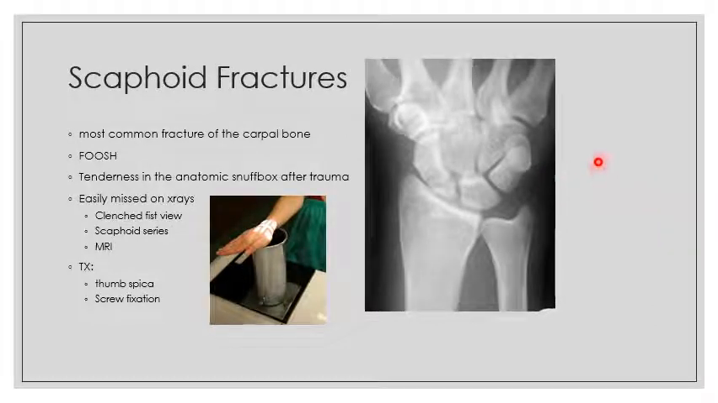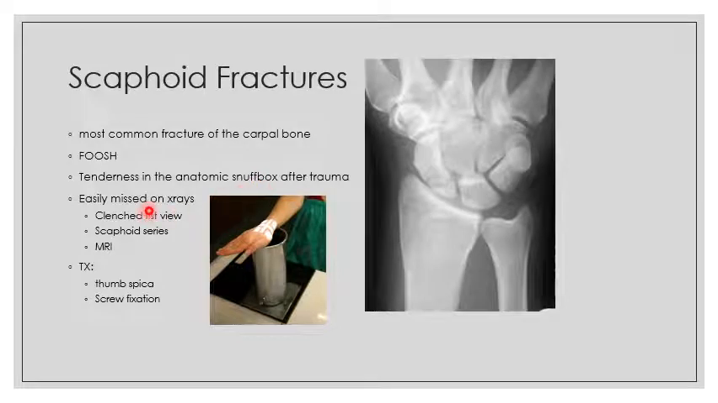Scaphoid fractures are the most common fracture of the carpal bones and could be easily missed. The problem is, if you miss this, it could lead to non-union and avascular necrosis of the scaphoid, because the scaphoid has a very precarious blood supply. Usually it's a fall on an outstretched hand with tenderness in the anatomic snuff box.